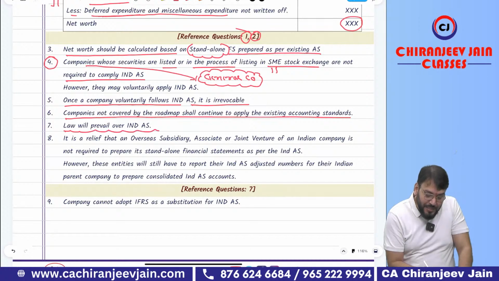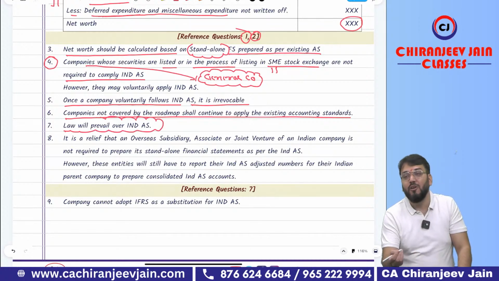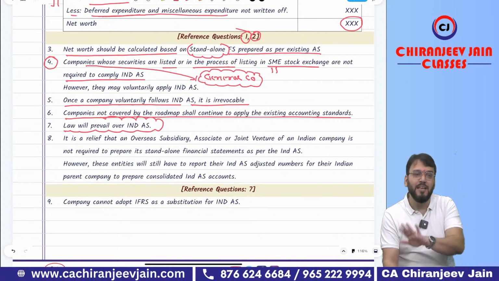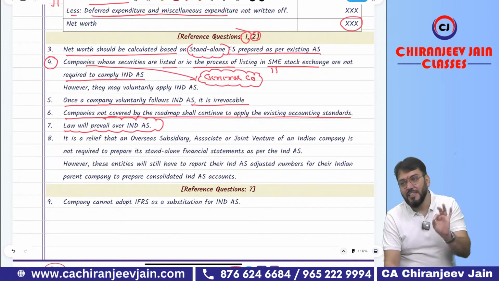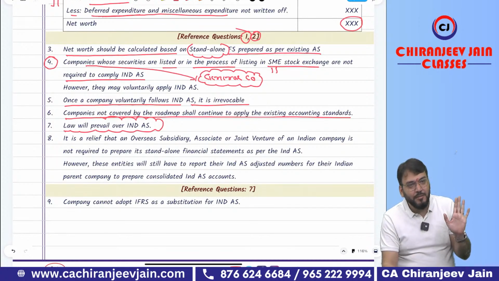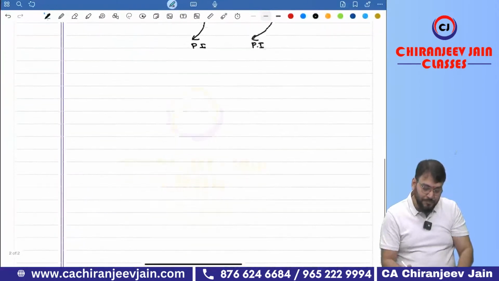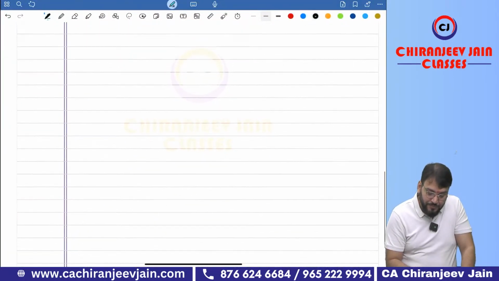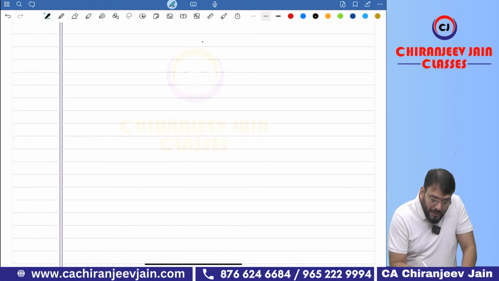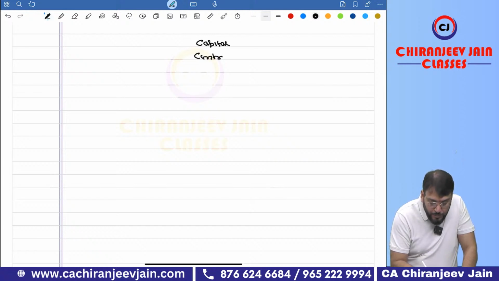One clarification has been given that law will always prevail over Ind AS. Of course, any act will always prevail over AS as well as Ind AS. Correct? I'll just give an example. Just try to understand. When I am saying capital contribution by owner.